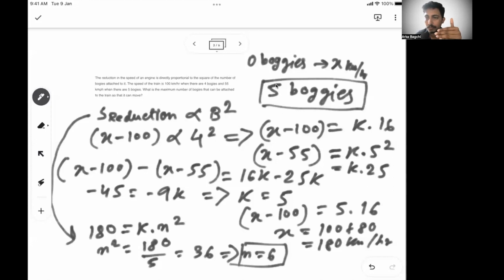So with attaching 6 bogies, the speed becomes 0. So we can maximum attach 5 bogies so that the train has the capacity to move. So the answer is 5, not 6. So be very critical on this, understand this very well, and then go ahead and solve the problems. Always understand what is being asked, then go ahead and solve. Okay, let's move to the next problem.